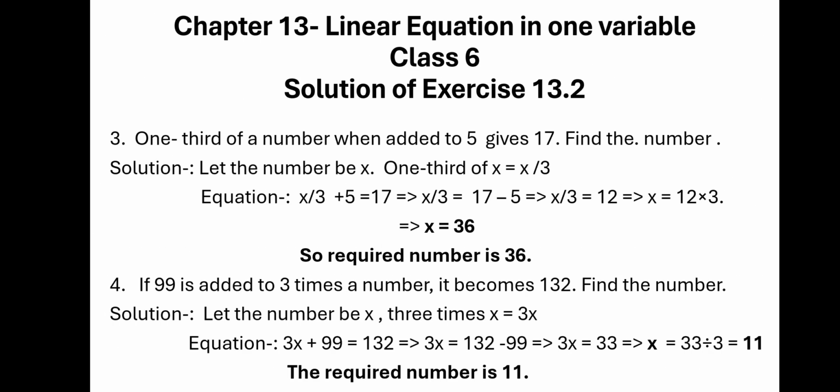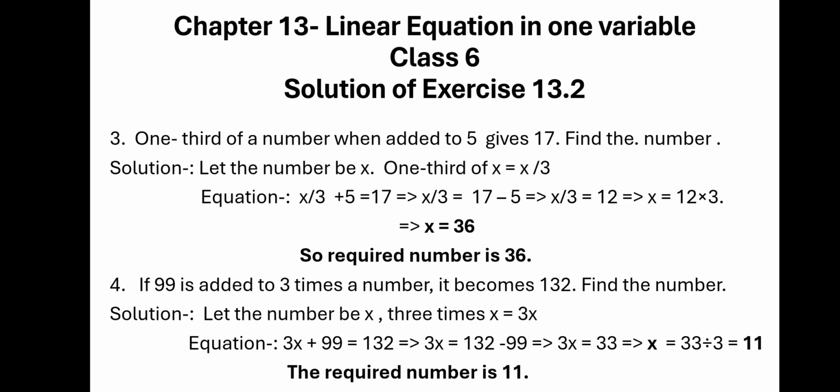Third question, 1/3 of a number when added to 5 gives 17. Find the number. Let the number be x. 1/3 of x means x upon 3. Equation: x upon 3 plus 5, added means plus 5, equal to 17. So x upon 3 equal to 17 minus 5, that implies x upon 3 equal to 12. So x is equal to 12 multiplied by 3, which is 36. So required number is 36.